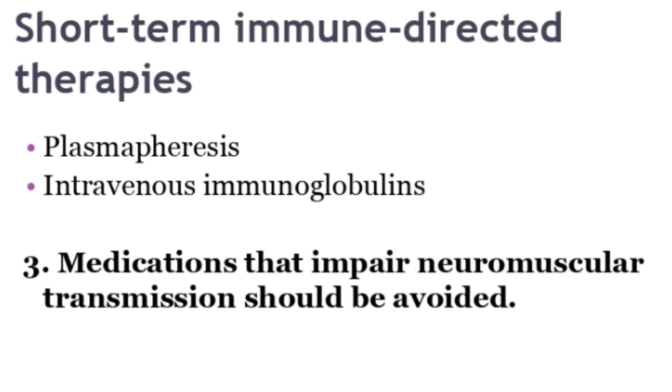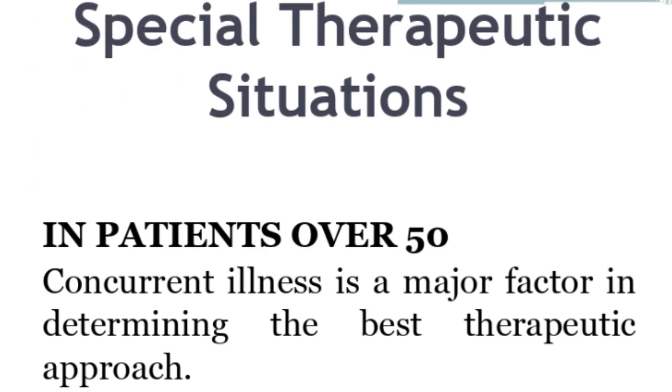which plasmapheresis is used. Medications that impair neuromuscular transmission should be avoided, like aminoglycosides, gentamicin, streptomycin, macrolides, erythromycin, azithromycin, fluoroquinolones like ciprofloxacin, levofloxacin, calcium channel blockers, beta blockers, statin drugs, phenytoin, penicillamine, and finally lithium. Special therapeutic situations. In patients over 50, the concurrent illness is a major factor in determining the best therapeutic approach.